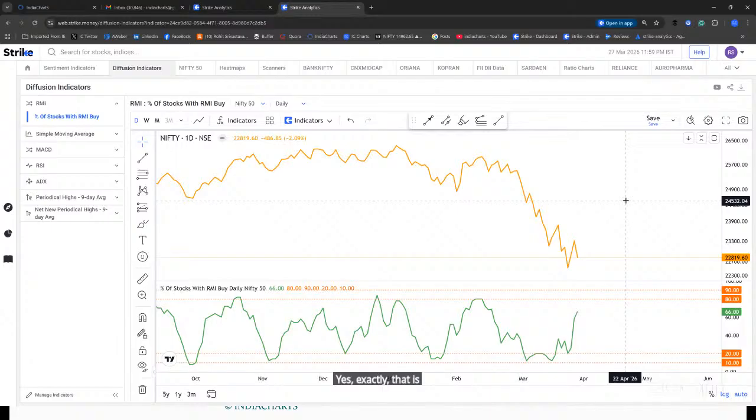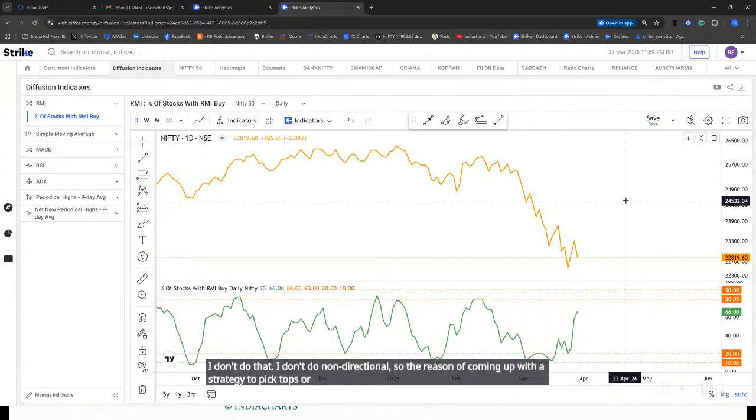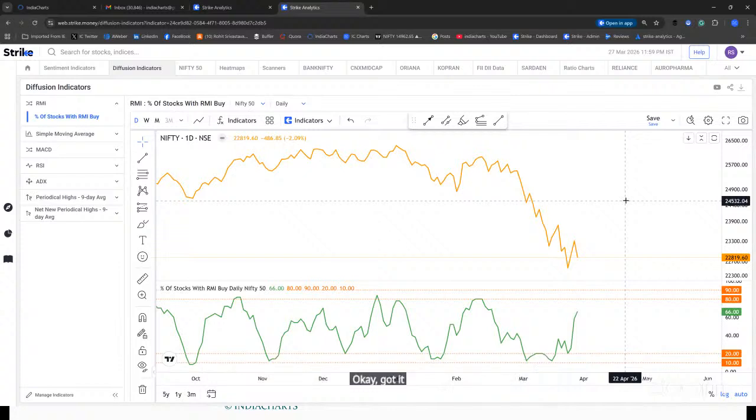Exactly. That is my quandary. I don't do that. I don't do non-directional. The reason for coming up with a strategy to pick tops or bottoms is so that you can get directional. Okay, got it. Thank you.